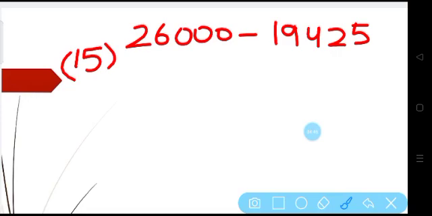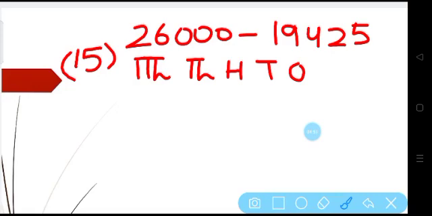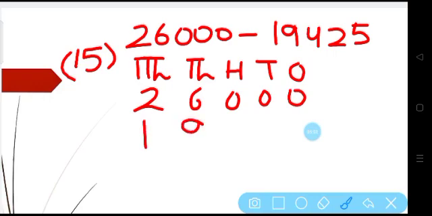So we will be writing the place value chart first. Ones, tens, 100, 1,000 and 10,000. Okay. Write 26,000. Then here we will write 19,425. Now we have to start subtraction.